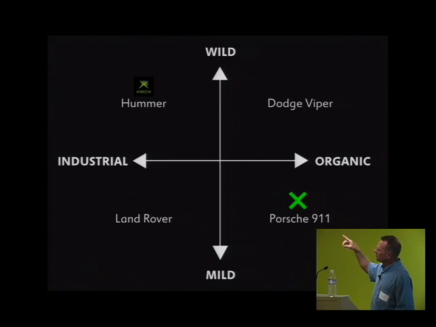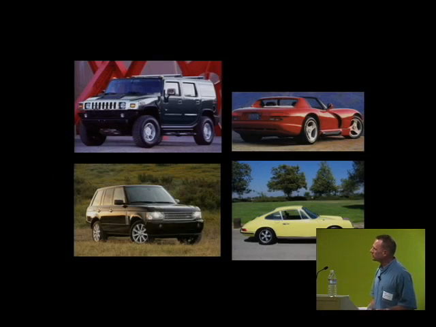And where they were was up in the upper left by the Hummer. It was a very wild industrial piece of hardware. Everything about it, the user interface, everything was very up in the upper left. Where they needed to be was the Porsche 911 Carrera. So to help visualize this for the talk that I originally put this together for, I put together some pictures.